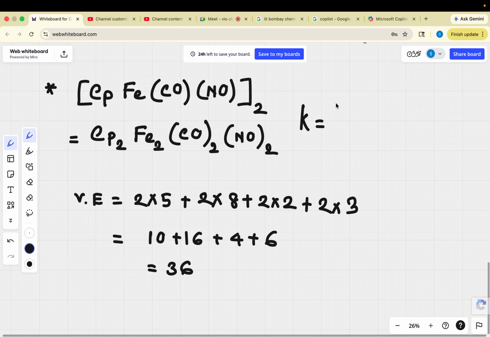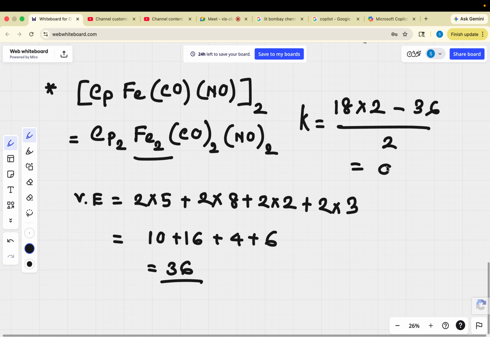Now put in the formula. How many metal atoms do you have here? 2. So 18 into 2 minus valence electron, which is what? 36. Then how are you getting 2? It is also 0, no? 0. Yes, sir. Per metal is also 0. 18 minus your 36 divided by 2. So again 18 minus 18 is equal to 0.